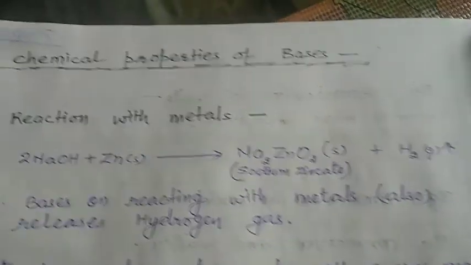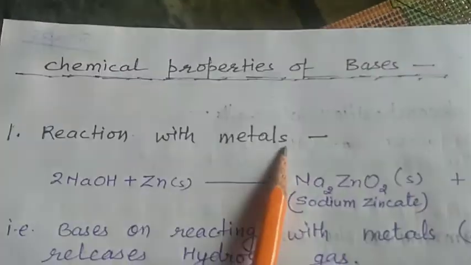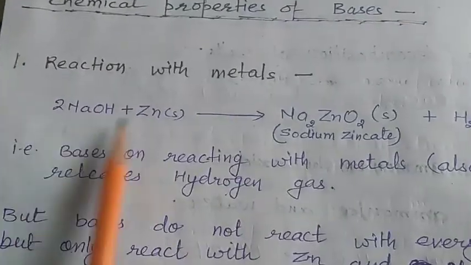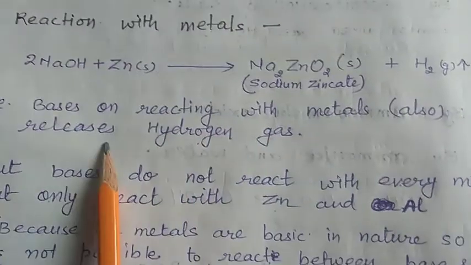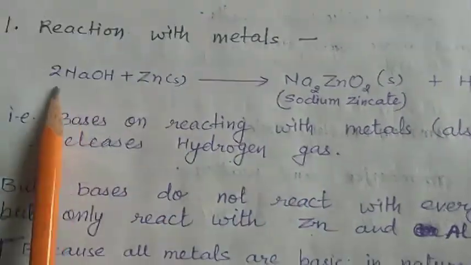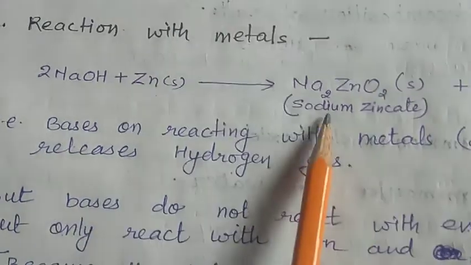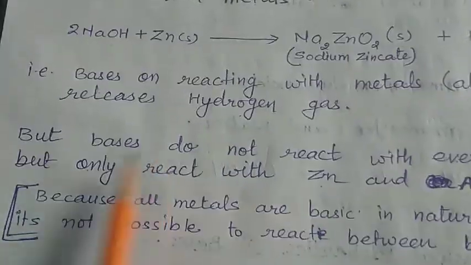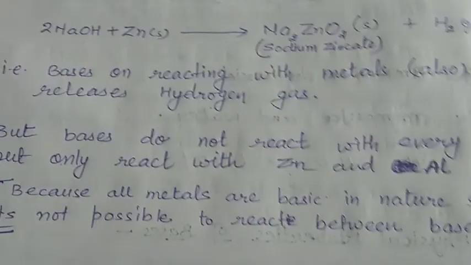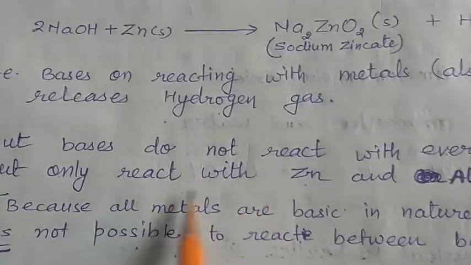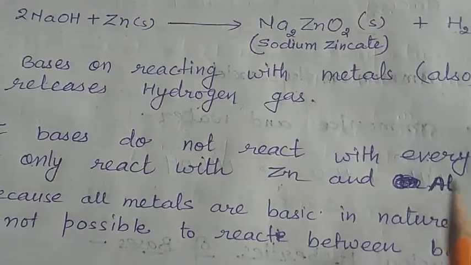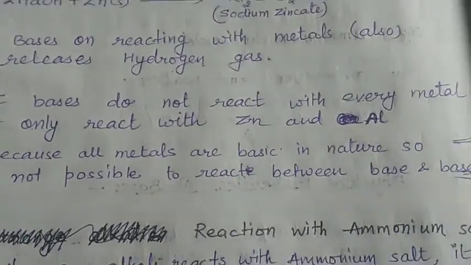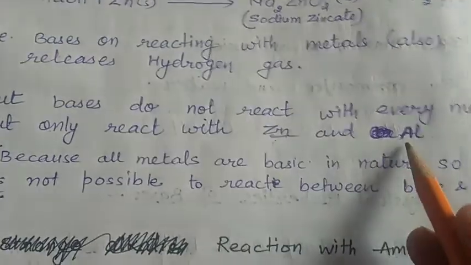Next are chemical properties of bases. First of all, reaction with metal. How do bases react with metal? When bases react with metal, hydrogen gas is released. NaOH plus Zn will give you sodium zincate and hydrogen gas will be released. But bases do not react with every metal. They only react with zinc and aluminium. This is the most important point. Bases react with metal, but only with zinc and aluminium.